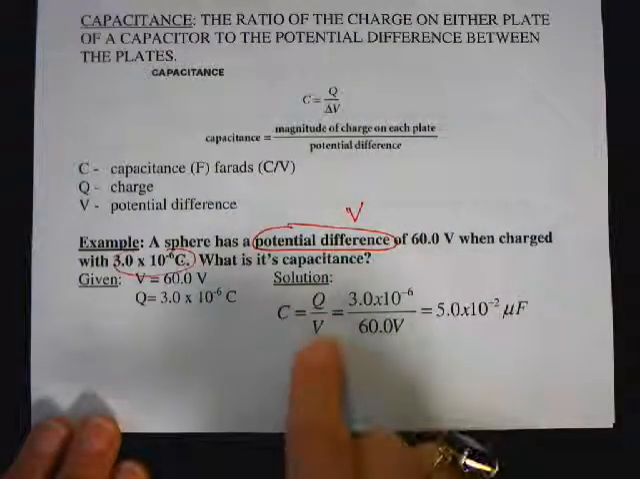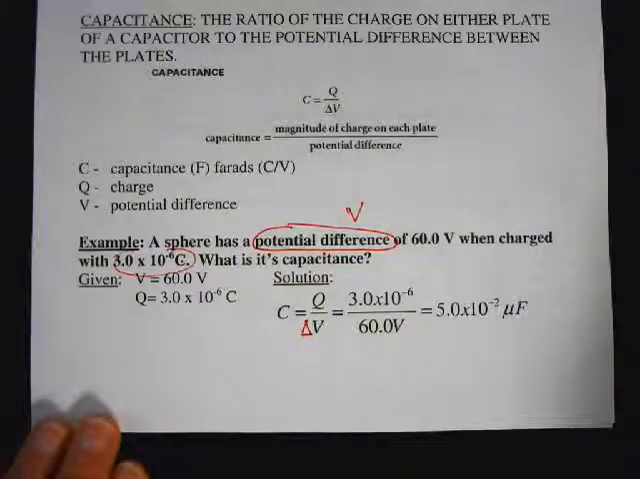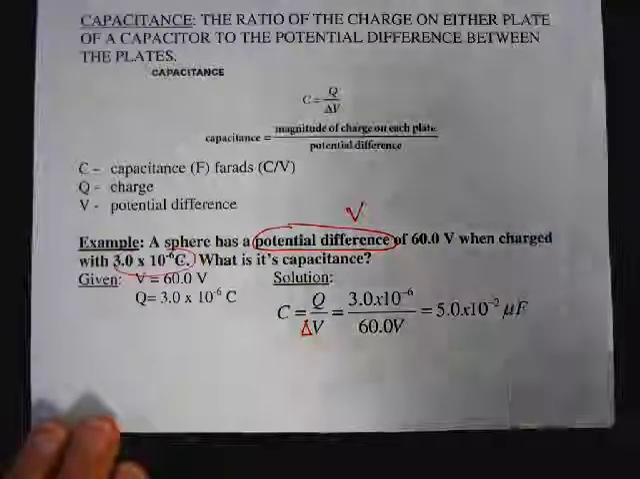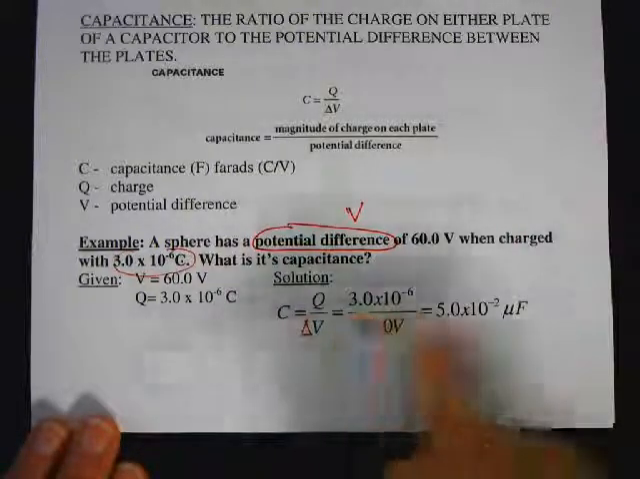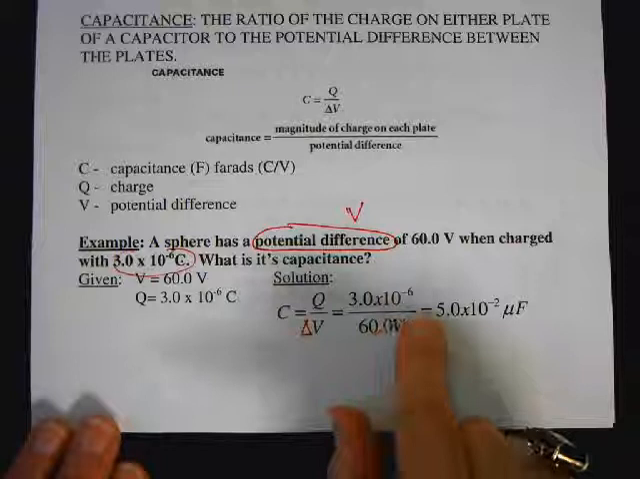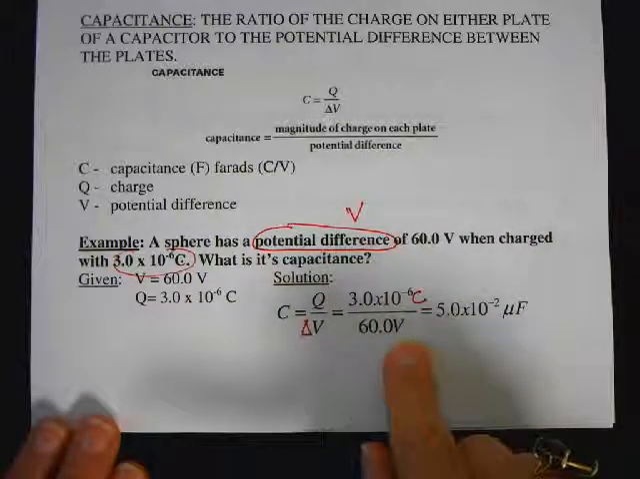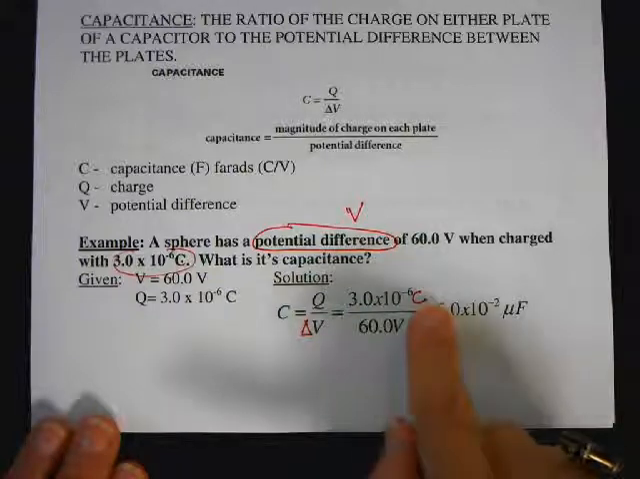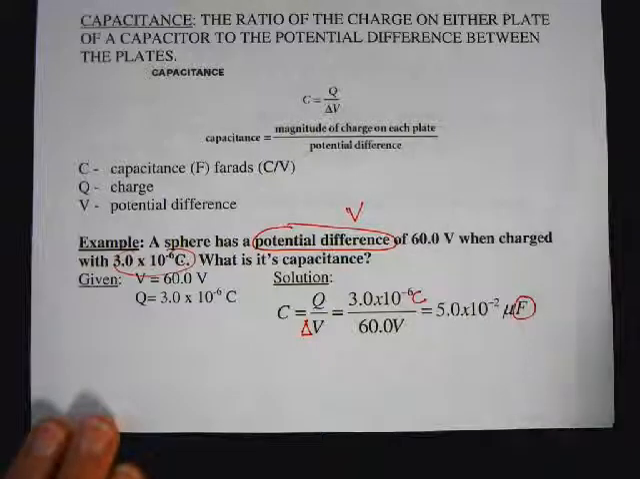So C is Q over V. A lot of times I don't put the delta in. The delta is there because the delta means the change in. But just like in the beginning of the year, sometimes with the equations, it makes it easier to remember if you just know that the delta goes there. So 3.0 times 10 to the negative 6 coulombs over 60 volts, and a coulomb per volt, that's a farad.